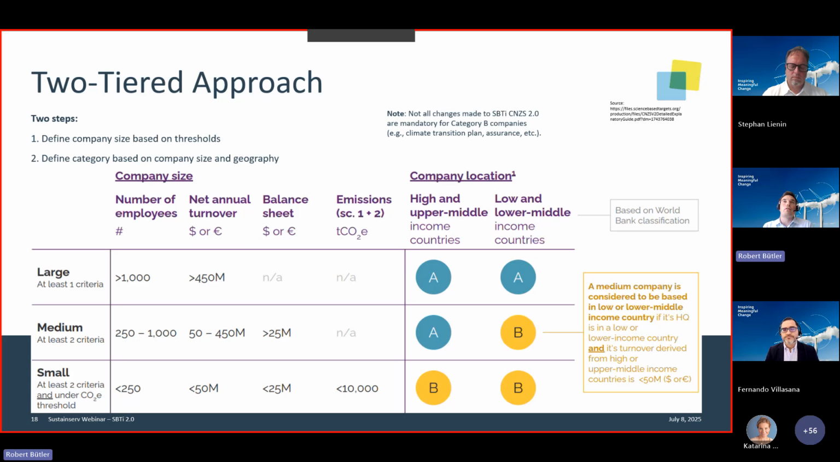Not all changes apply to category D companies. For example, the climate transition plan and the assurance of the greenhouse gas balance are an optional requirement. So in the following slides, we will focus on category A companies. Just want to raise awareness for that.